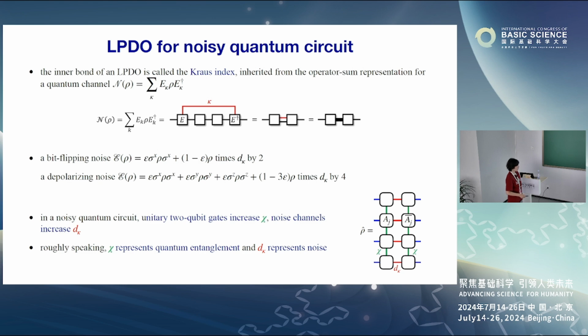For a general LPDO, you can have some intuition about the effect of each bond. So the unitary 2-qubit gate increases the virtual bond dimension, the green one, and the noise channel will increase the inner bond. They have different effects. So roughly speaking, this virtual bond dimension represents the quantum entanglement, and this inner bond dimension represents noise. This is our intuition.